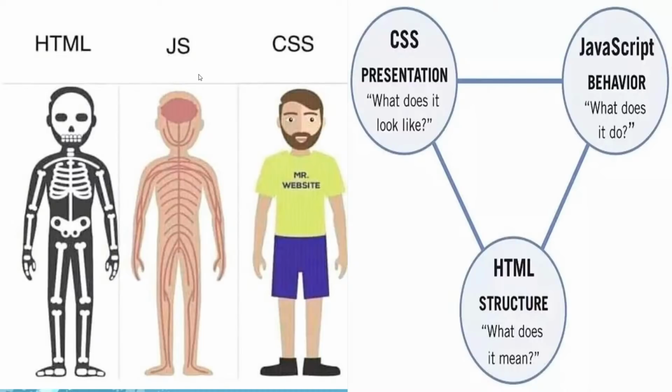JavaScript is like the nervous system of the website. It controls all the functioning of the website and provides the logic of what will happen when. So the behavior is governed by it. What does it do? What to do when? All this is done by JavaScript.